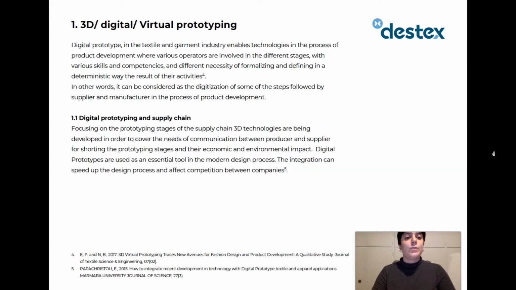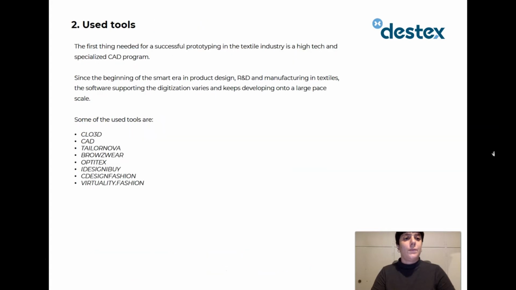It is important to understand that, in other words, it can be considered as the digitization of some of the steps followed by the supplier and communication in the process of product development. In that case, digital prototyping and supply chain are combined, focusing on making the design process more modern and easier in terms of communication.